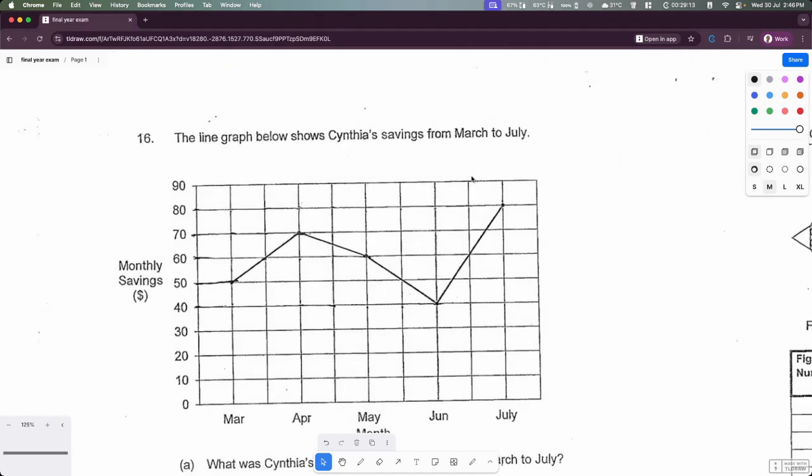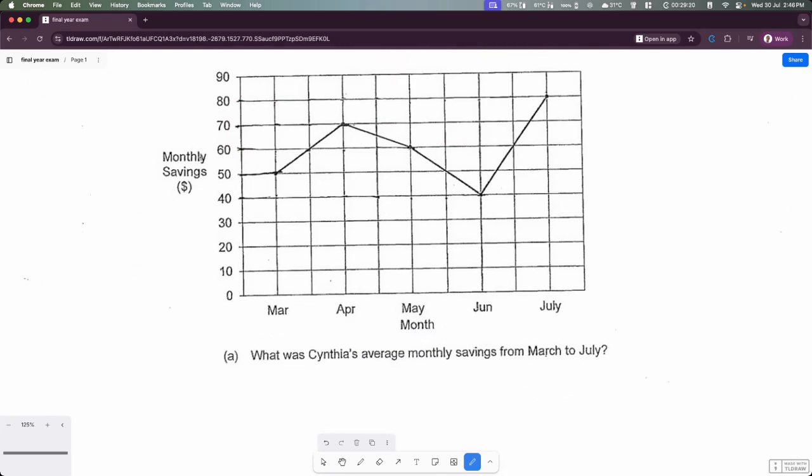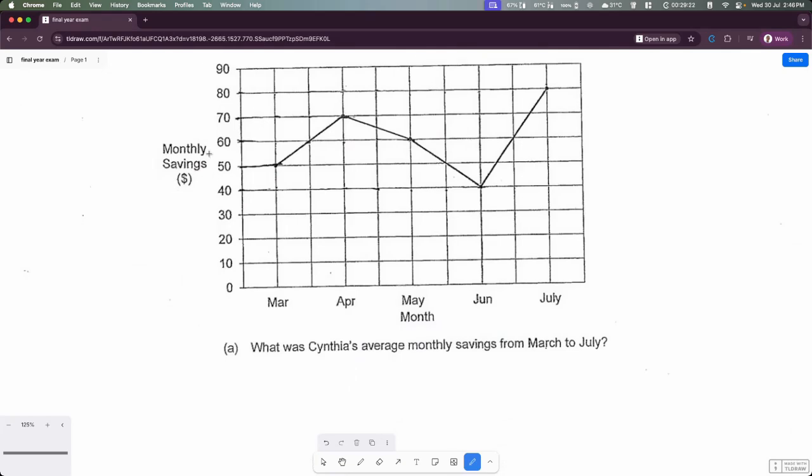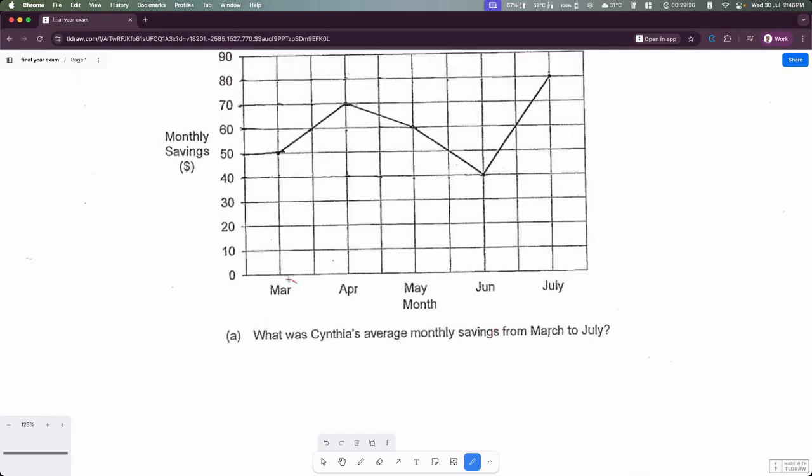Question 16. The line graph below shows Cynthia's savings from March to July. Pretty good, at least she got savings every month. So what was Cynthia's average monthly savings from March to July? I'm going to write down how much savings every month. For March it is $50. So I'm going to put the mark over here, 50, and draw this line.